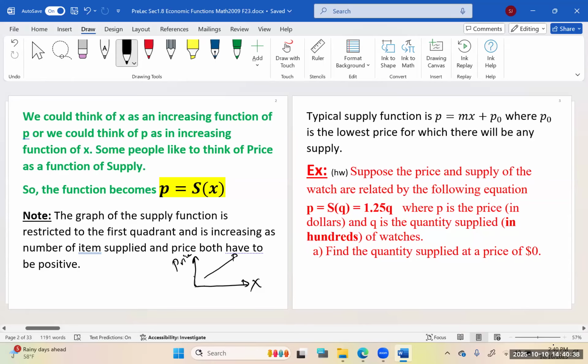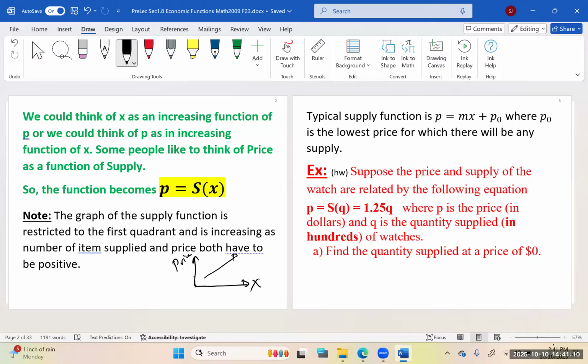So typically how we write the supply equation is P, meaning price, equals MX plus P-naught. The zero is called naught. So this P-naught represents the minimum amount of money you can gain by producing supply. And this P is the total price. How much price you get when you produce X items.